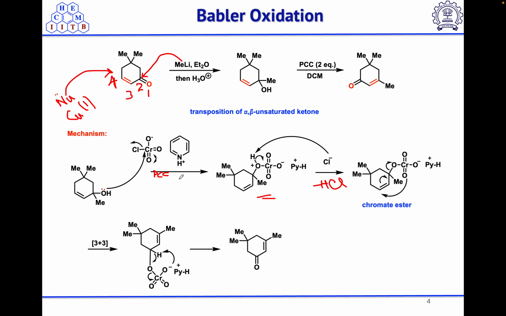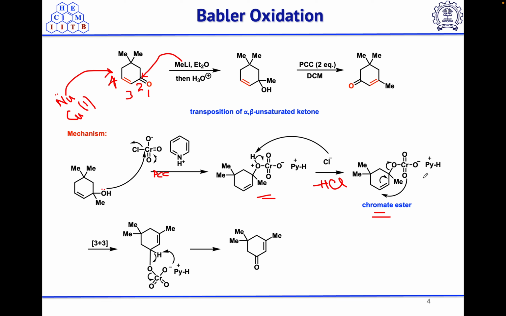After this first step of the mechanism, this type of intermediate will form. In the second step, the chloride ion will abstract this proton, then this OH bond will break, and we will get a neutral oxygen here. This leads to the elimination of HCl, and at the end you will get this chromate ester, an ester with chromium, so it is called a chromate ester. It will exist with the pyridinium salt.